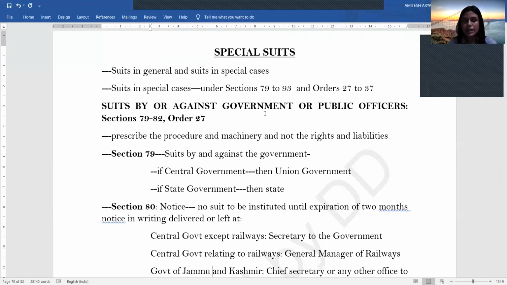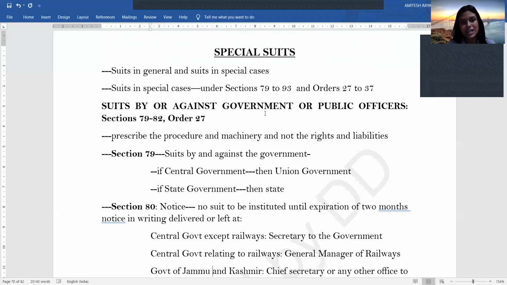Now we have to understand one thing here: this particular thing is not only giving us the procedure and the machinery. It is not telling us what rights the government or the public officers have, or what liabilities there are. It is only telling you the procedure in cases where there is a suit by or against the government.